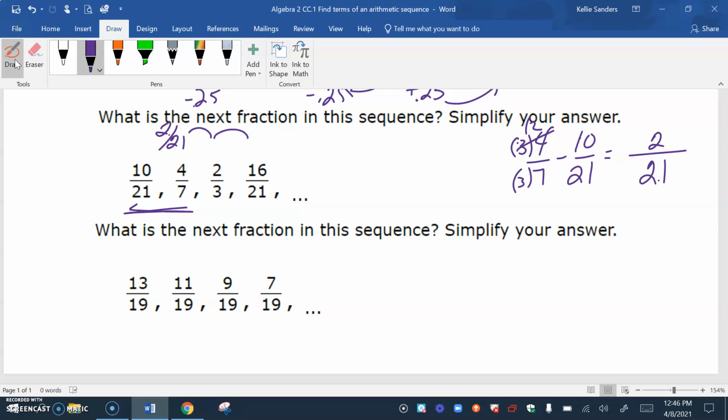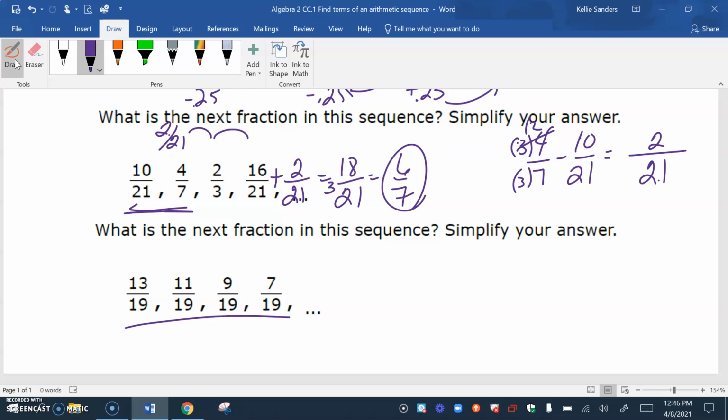So what is the next fraction? So I'm going to add 2 over 21 here. And I get 18 over 21. But that will reduce because 3 goes into both of them. 6 over 7. So 6 over 7 will be your answer.